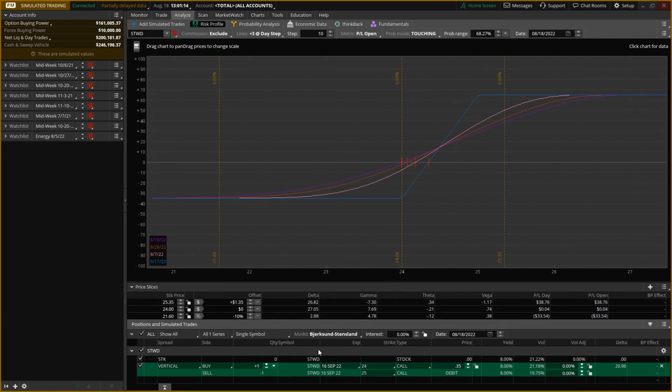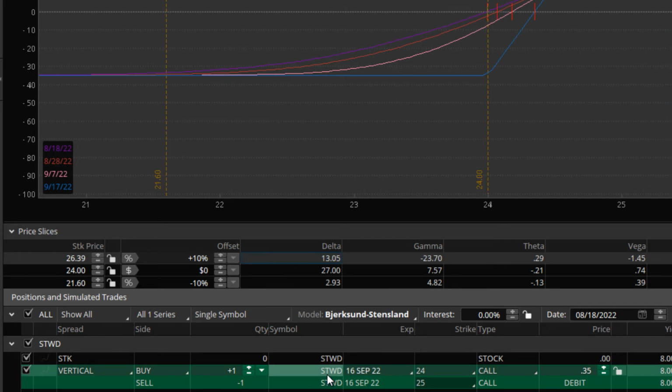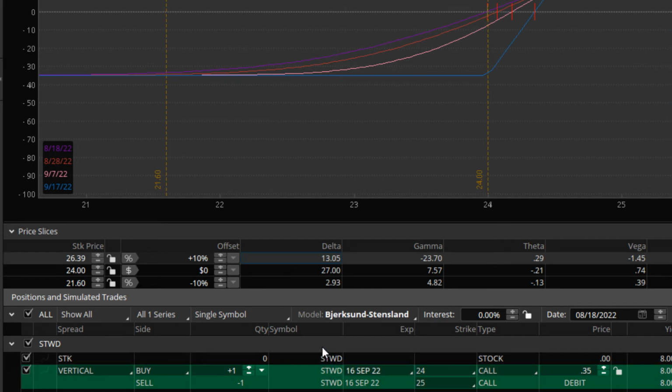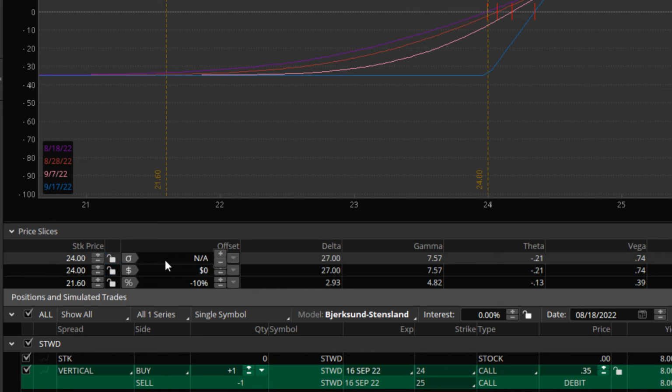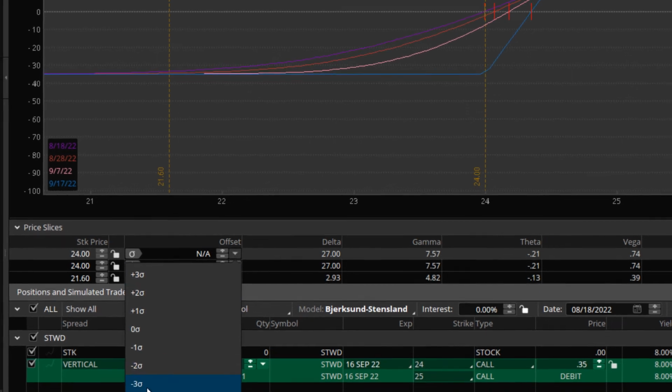Now, what's really cool about this, once again, the default is plus minus 10%. By the way, a real quick cheat on this is to right-click anywhere in the price slice area and go to Reset Slices, and guess what it does? It knocks it back down to 3 lines, plus 10%, 0, and minus 10%. Over on these choices, you could lock these at any time at a specific price. I'll show you the choices here.